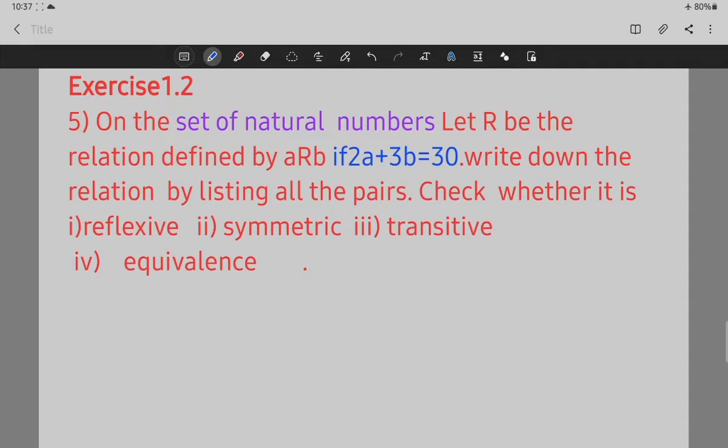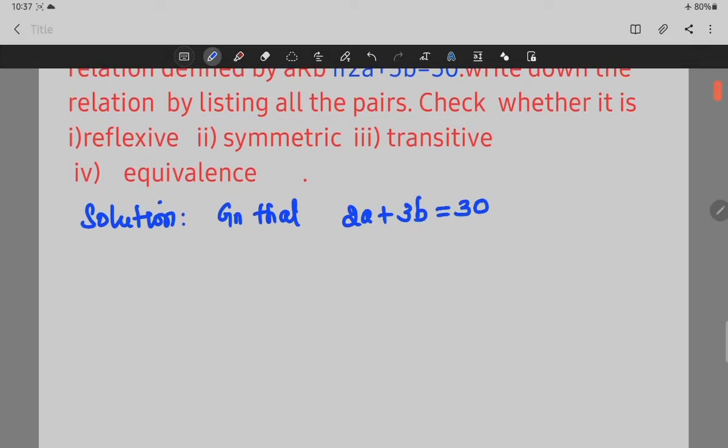Okay. So, what is the set given? Set of all natural numbers. A is related to B if 2A plus 3B is equal to 30. So, A and B are natural numbers satisfying this condition. What is the condition given? It is given that 2A plus 3B is equal to 30. A and B belong to the natural numbers.